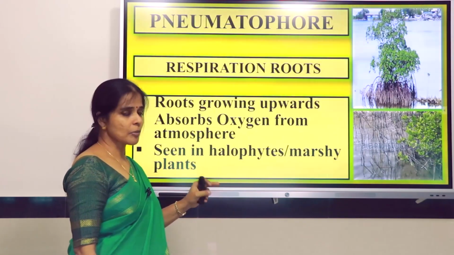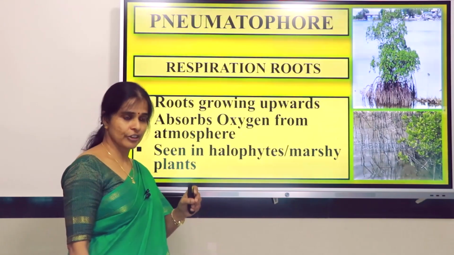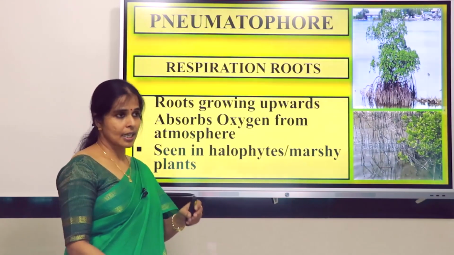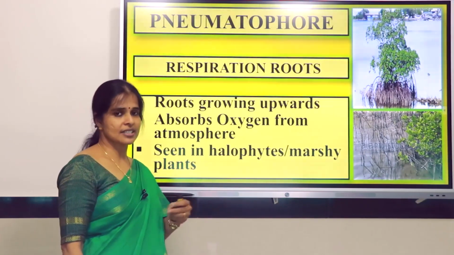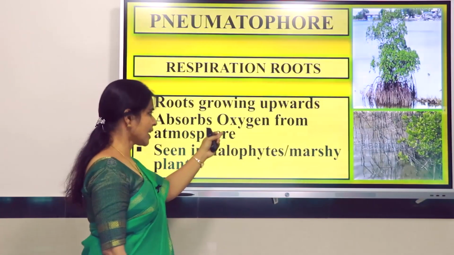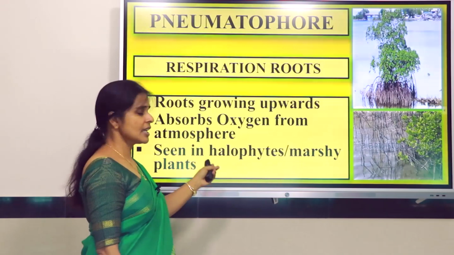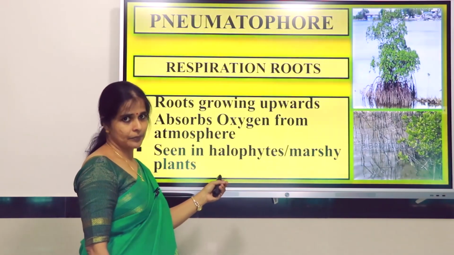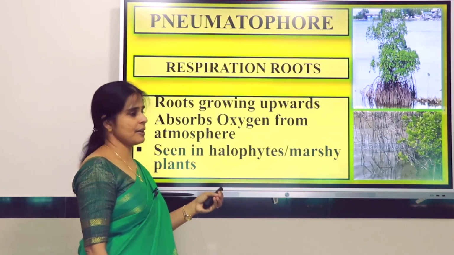So, breathing is not possible here. Normally a root breathes from the soil. They normally absorb the oxygen from the soil, and exchange of gases takes place under the soil itself. Whereas here, as there is no oxygen present in the marshy land, these roots are not able to breathe. But breathing is a must for all living parts.